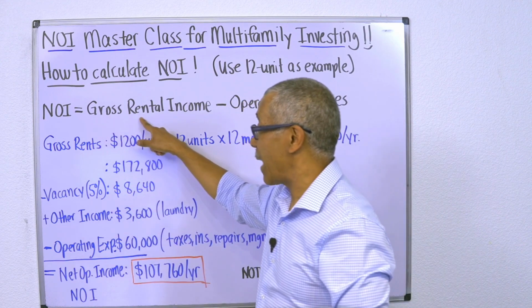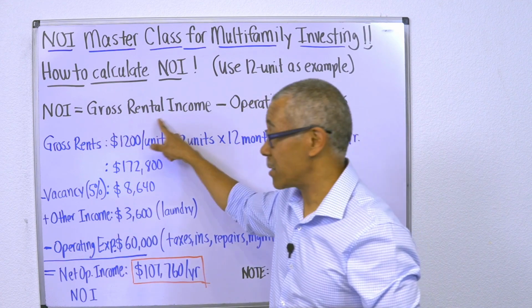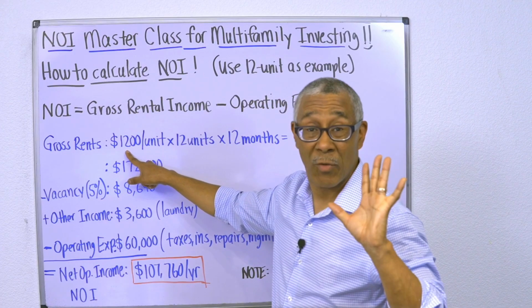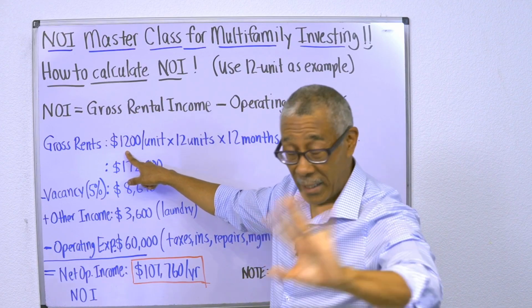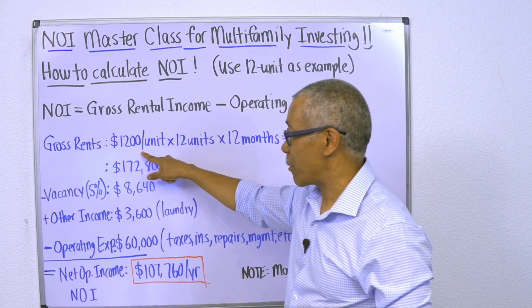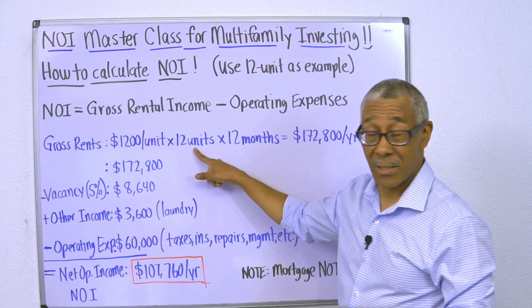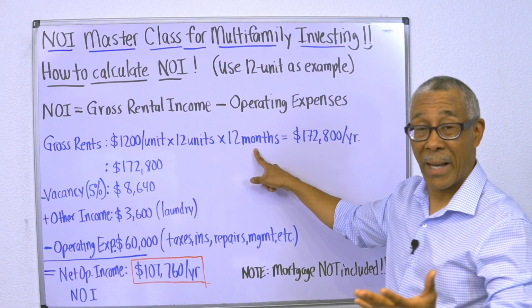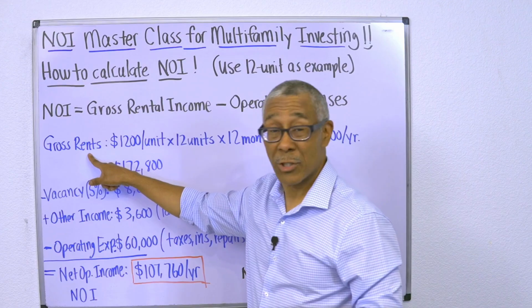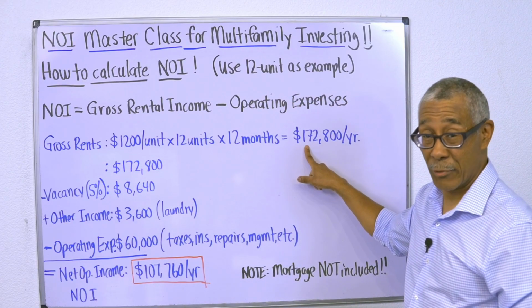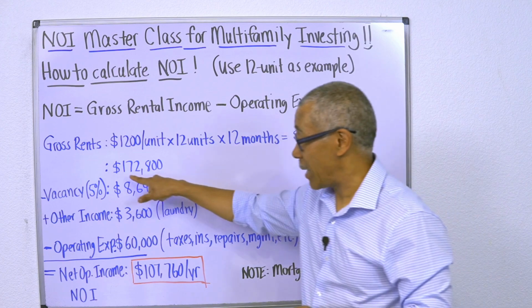Let's first of all calculate what the gross rental income is. Here it is right here. So the gross rents are, let's say I'm charging $1,200 for each of my 12 units. So I have $1,200 per unit times 12 units, times 12 months, because I want to know what my gross rental income is for the year. So it comes out to be $172,800. I'll put that right here.